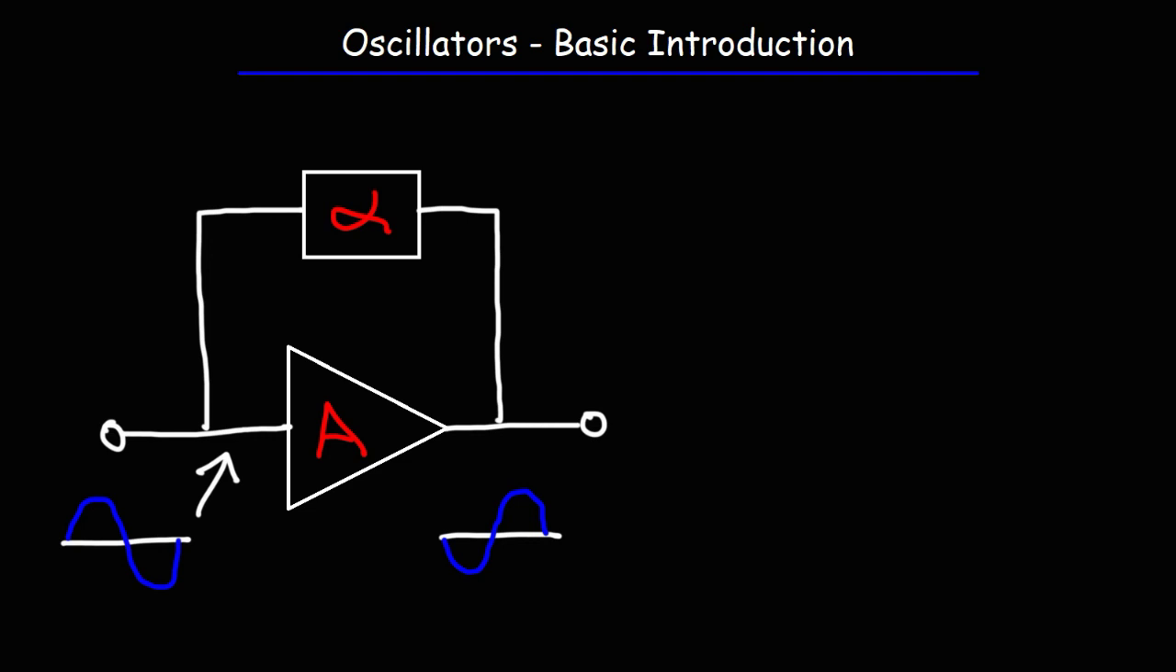An oscillator consists of two main parts: an amplifier and a feedback network. The feedback network in this illustration is indicated by the symbol alpha. Now, the amplifier increases the voltage of the circuit. So let's say this represents the input voltage. This would be the output voltage. The output voltage of the amplifier is equal to the voltage gain times the input voltage.